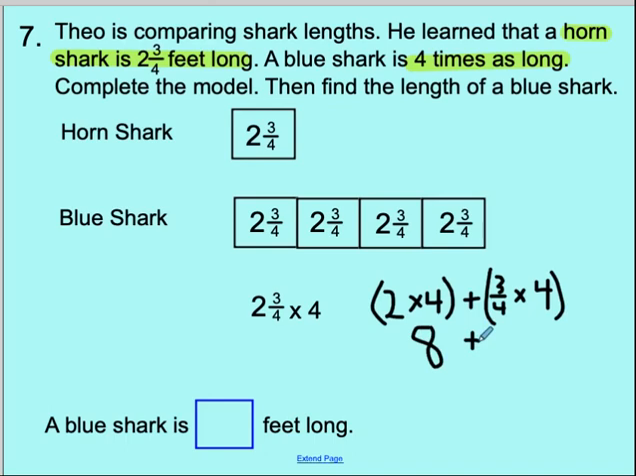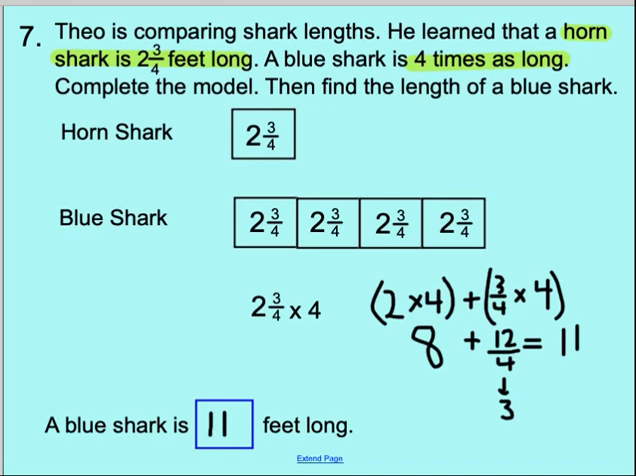So it's the same as doing 3/4, 6/4, and then some kids might choose to double 6/4 because that would give you the total for 4 times 4. Or you might just keep going. So 3/4, 6/4, 9/4, 12/4. So 12/4. 12/4 is made up of 4/4, another 4/4, and another 4/4. So it's the same as 3. So this is the same as 8 plus 3, which is 11. So a blue shark is 11 feet long.